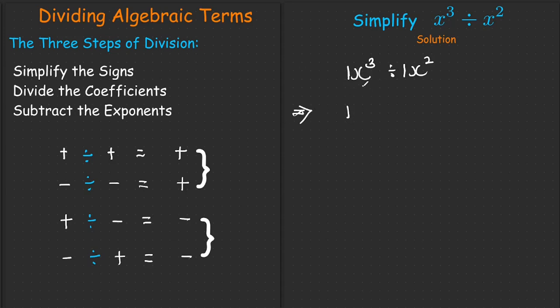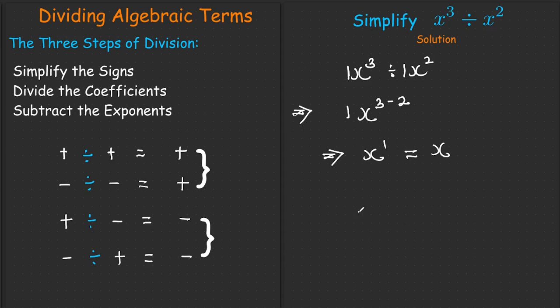Then, since the variables are the same, we can actually divide using the quotient rule. So we just write one of them and then we subtract the exponent. That is 3 minus 2. And that gives us what? x raised to the power 1. Better still, you can write it as x because you know any number to the power 1 is still the same number.